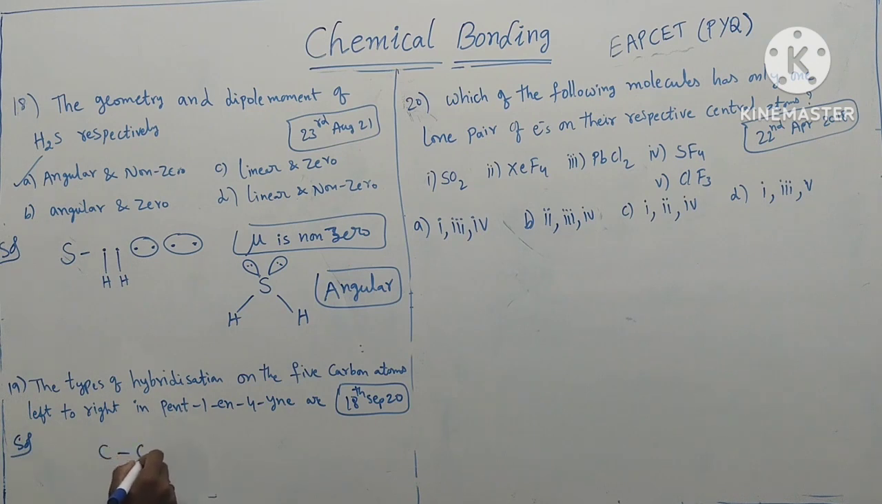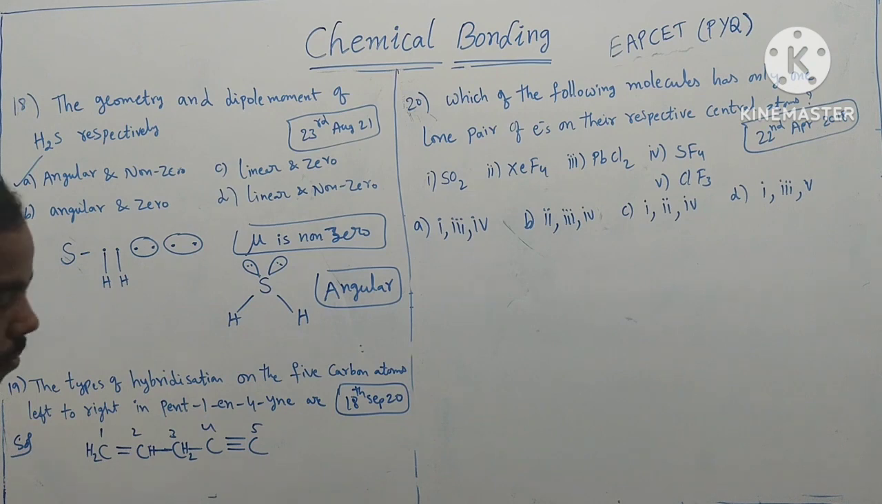Next, the types of hybridization on 5 carbon atoms left to right in pent-1-en-4-yne. Pent means 5 carbon atoms. 1, 2, 3, 4, 5. 5 carbon atoms. 1-ene means a double bond in the first position. 4-yne means a triple bond. So remaining hydrogens: here already 2 bonds are there, remaining 2 hydrogens. Here 3 bonds are present, remaining 1 hydrogen. Already 2 bonds are there, 2 hydrogens. 4 bonds satisfied because carbon valency is 4. So already 3 bonds are there, remaining 1 hydrogen.